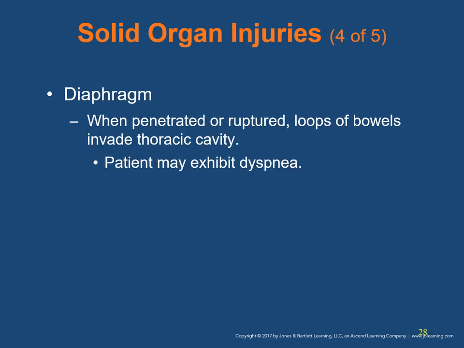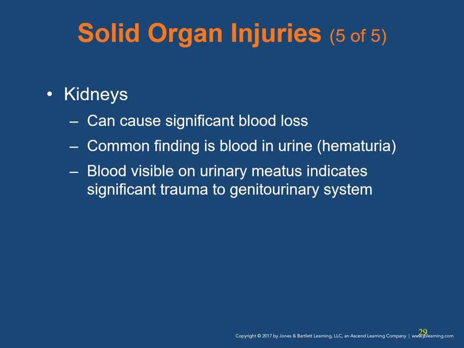If the diaphragm is penetrated or ruptured, loops of bowel may herniate into the thoracic cavity. Patients may exhibit dyspnea, or feel short of breath. The kidneys can also be impacted or penetrated by trauma, which can cause significant amounts of blood loss. A common finding is blood in the urine. Blood visible on inspection of the urinary meatus indicates significant trauma to the genitourinary system.